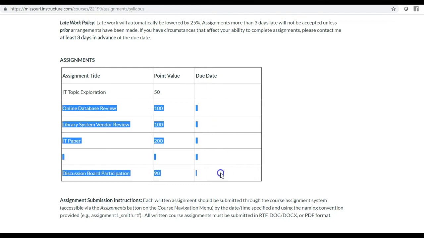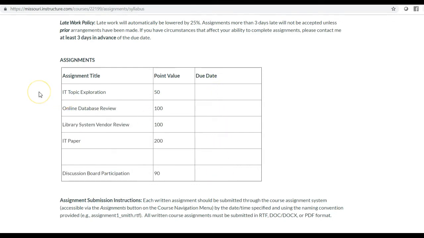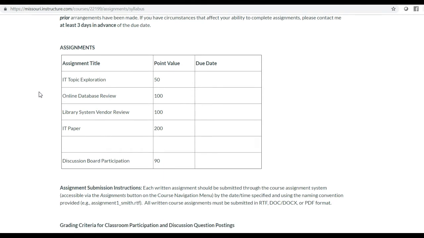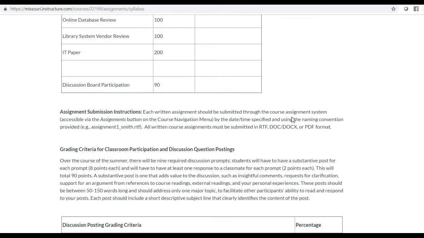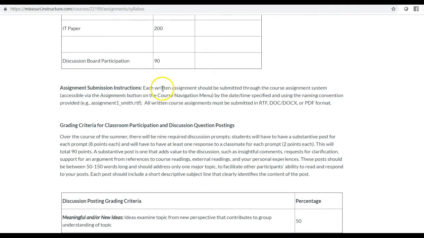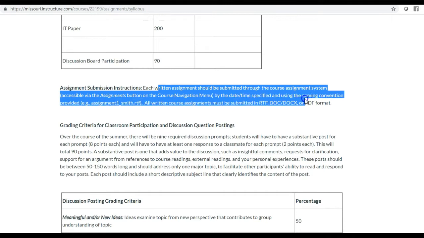These are your assignments here, and the point values. I don't have the due dates listed here, but I do have those on the assignment prompts. The IT exploration topic is actually coming due next Sunday, so be aware of that. Online database review is worth 100 points. Library system vendor review, 100 points. IT paper, 200 points. And then your discussion board participation will be 90 total points, and I will break down how that works.